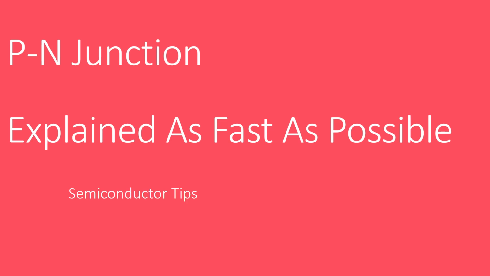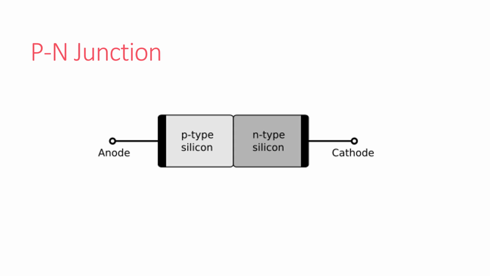PN junctions are elementary building blocks of semiconductor electronic devices, such as diodes, transistors, solar cells, LEDs, and integrated circuits. A PN junction is a boundary or interface between two types of semiconductor materials, P-type and N-type.